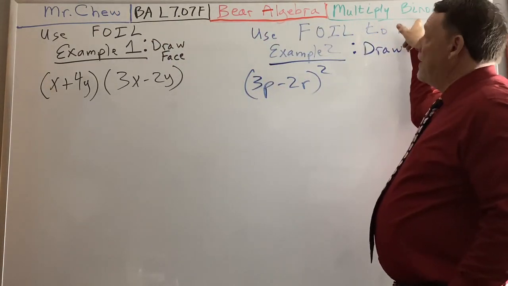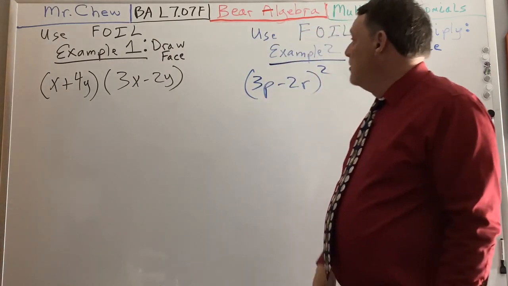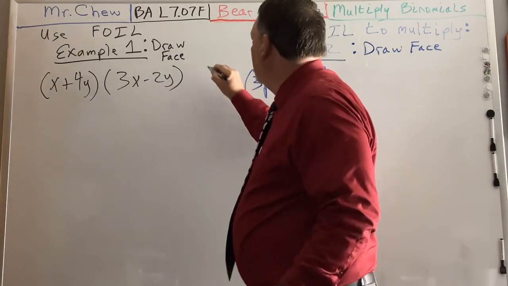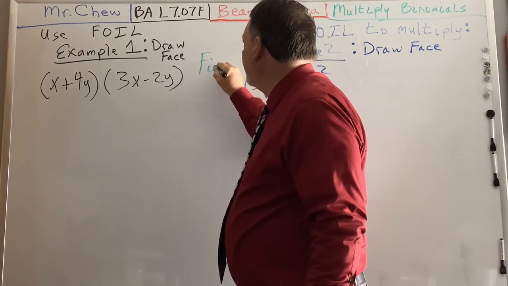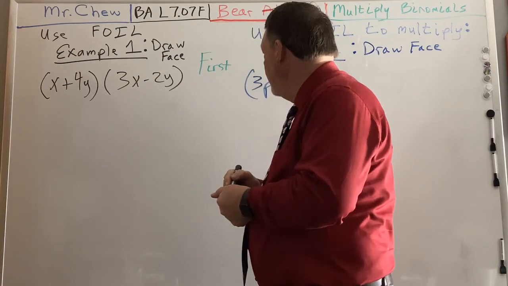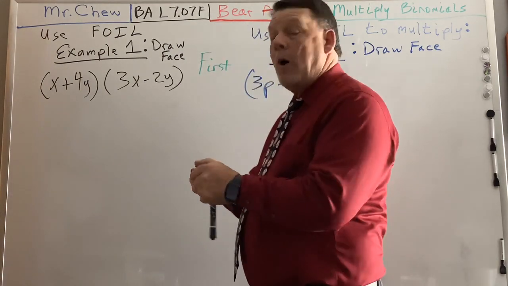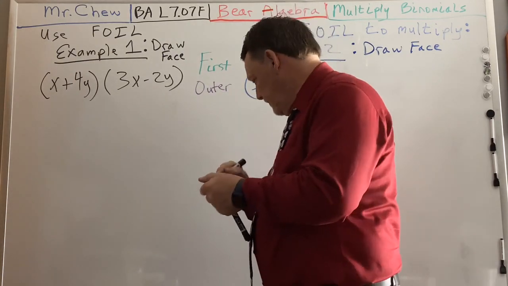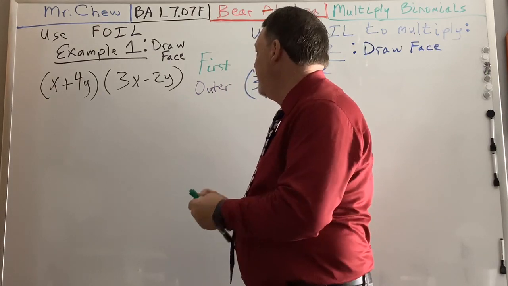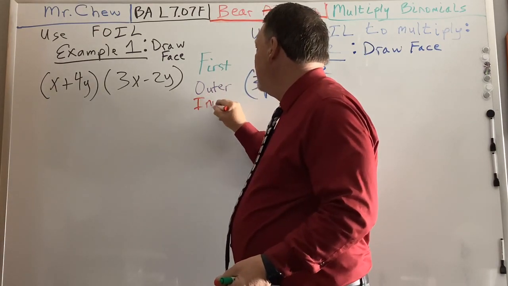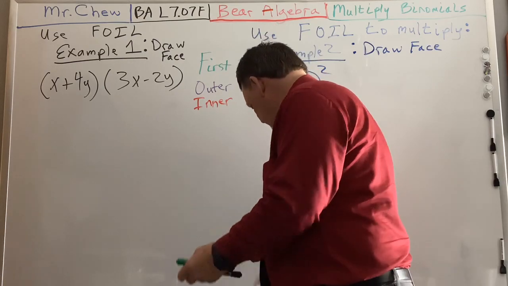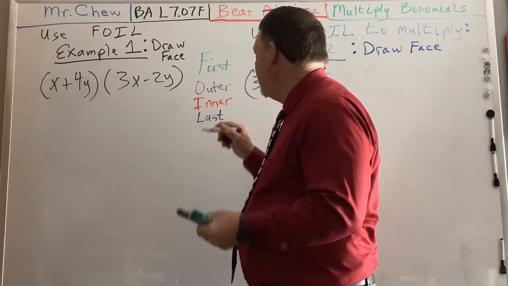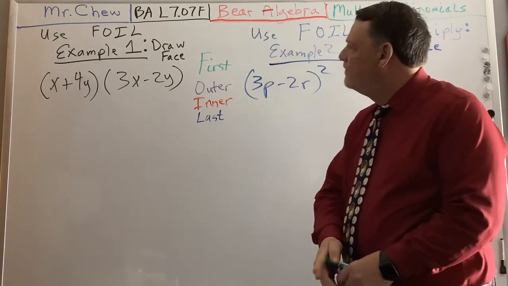Let's talk about multiplying binomials using FOIL. So first of all, what does FOIL stand for? The F in FOIL stands for first. The O in FOIL stands for outer. The I in FOIL stands for inner. And then the L stands for last. So what does that actually mean?